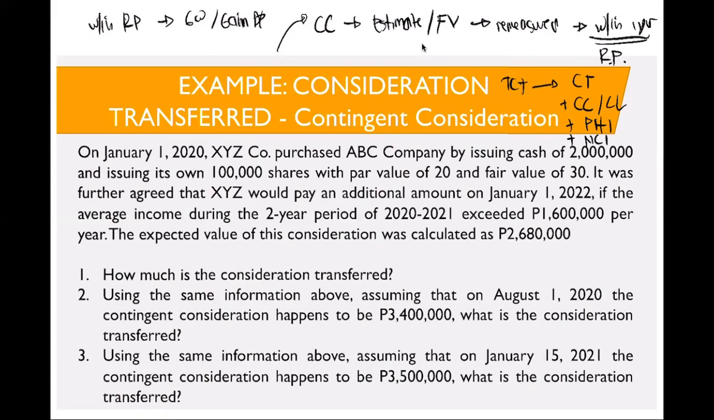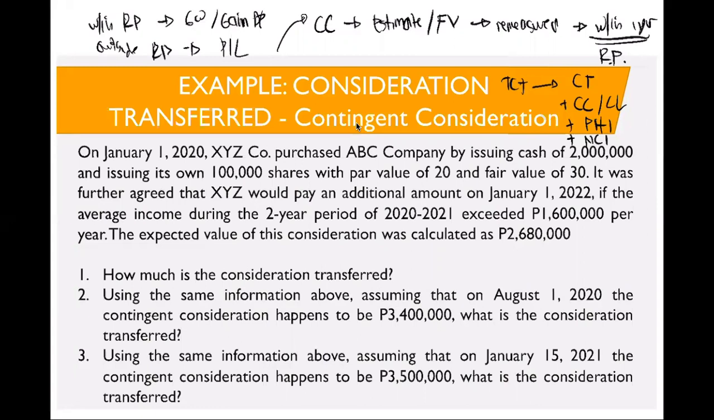Why does it affect your goodwill or gain on bargain purchase? It affects it because, again, your consideration will change. Now, what if it is outside your remeasurement period? If it's outside your remeasurement period, we place it as part of your profit or loss. Therefore, it will not affect your goodwill or gain on bargain purchase. So let's try to solve this problem.